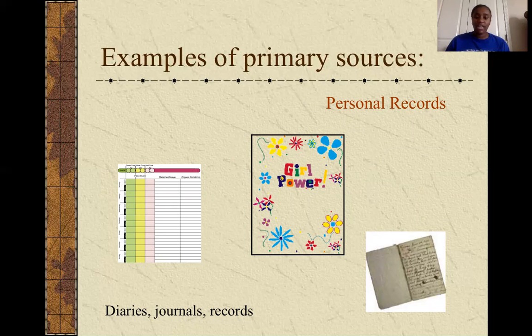Journals, the same thing. Records, also the same thing. You know how usually when we call your parents, we have a call record where it says who we called, what we said, what was talked about, the time, how we communicated, what they answered. So it's kind of like a record of what happened. So that's also a primary source.